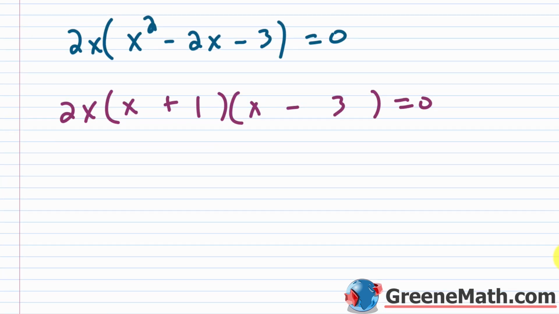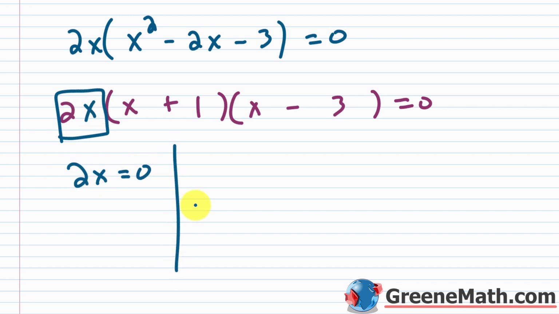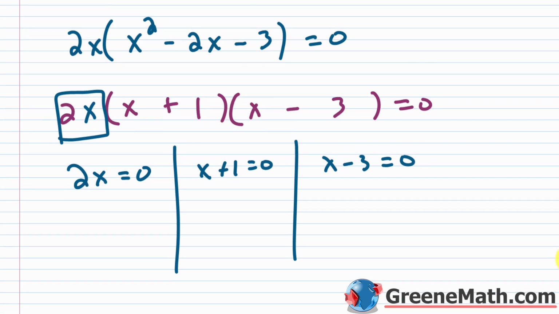If you factor this and you have something outside here that has a variable, you have to take the extra step of setting that equal to 0 and solving that equation. If this was just 2 by itself, you would not have to do that. Obviously, it would just be 2. You don't have to worry about that. But here it's 2x, so you have to go 2x is equal to 0. Then you have to go x plus 1 is equal to 0. Then you have to go x minus 3 is equal to 0. And you have to solve these 3 equations.